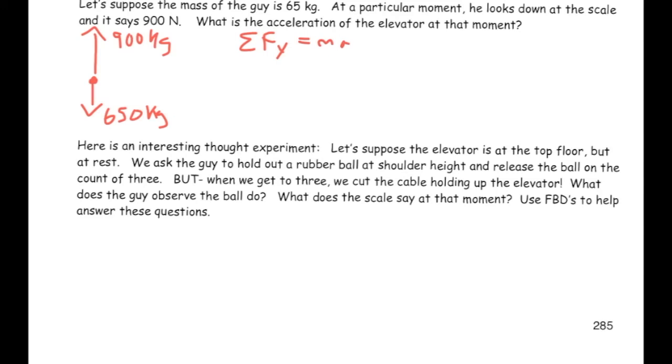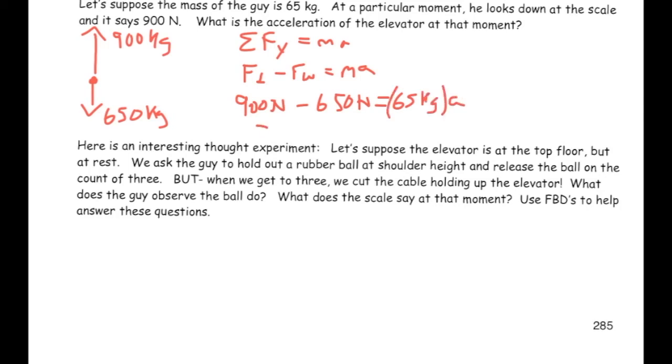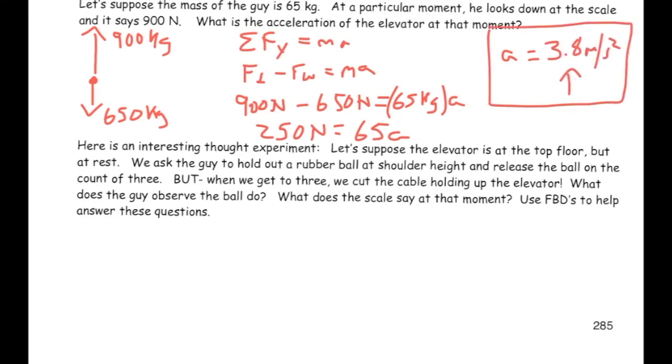The sum of the forces equals the mass times the acceleration. The normal force minus the weight is the mass times the acceleration. 900 newtons minus 650 newtons equals 65 kilograms times the acceleration, which leaves me with 250 newtons equals 65 times the acceleration, and that gives me an acceleration of 3.8 meters per second each second upward, because up was winning.